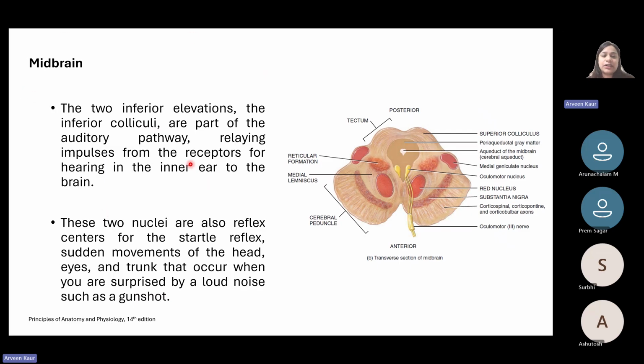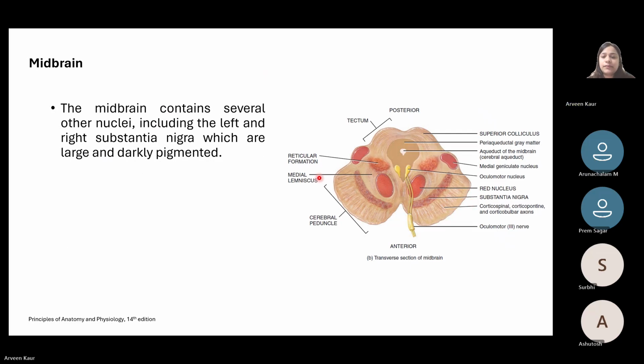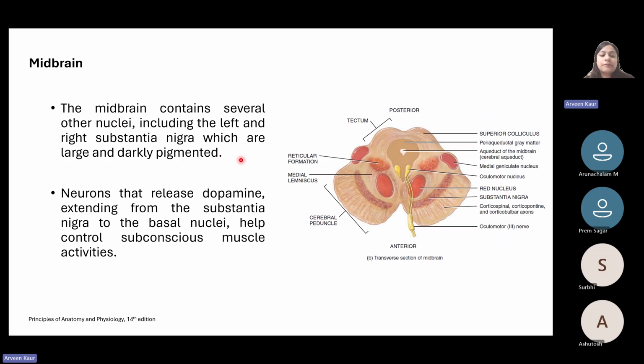And it is catered through this inferior colliculi that are present, right? The midbrain contains several other nuclei, including the left and right substantia nigra, which are large and darkly pigmented. So substantia nigra is actually the region which has a lot of these dopaminergic neurons, which secrete dopamine. And it is also a region greatly affected in case of Parkinson's disease, right?